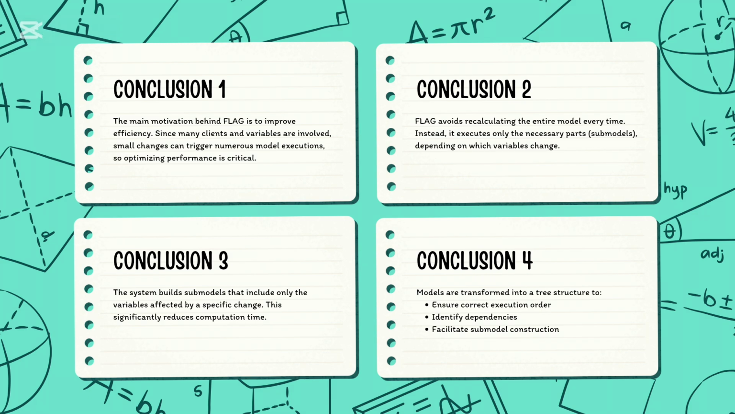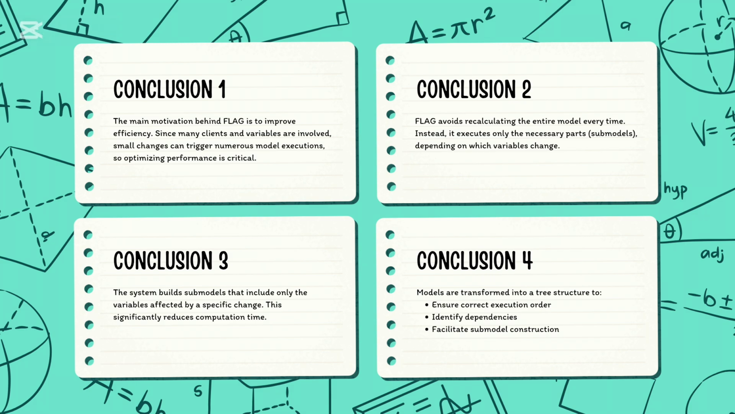Conclusion number 2. Selective execution instead of full recalculation. FLAG avoids recalculating the entire model every time. Instead, it executes only the necessary parts of models depending on which variable changed. Conclusion number 3. Use of submodels for optimization. The system builds submodels that include only the variables affected by a specific change. This significantly reduces computation time.